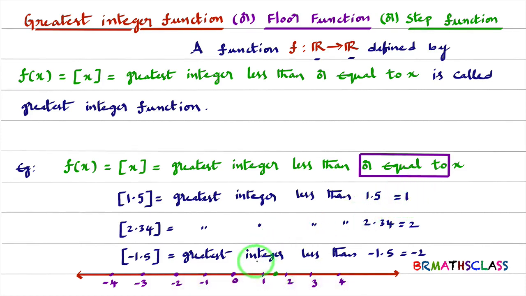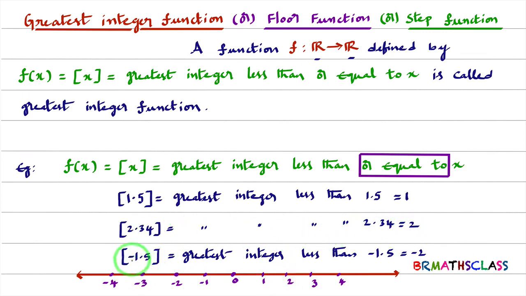Okay. Similarly, you see step 2.34. Where is 2.34 on the number line? You see this is 2.34 on the number line. You observe that this is in between what integers? This is in between the integers 2 and 3. On the left side what number is there? That is the answer. So step 2.34 is 2.